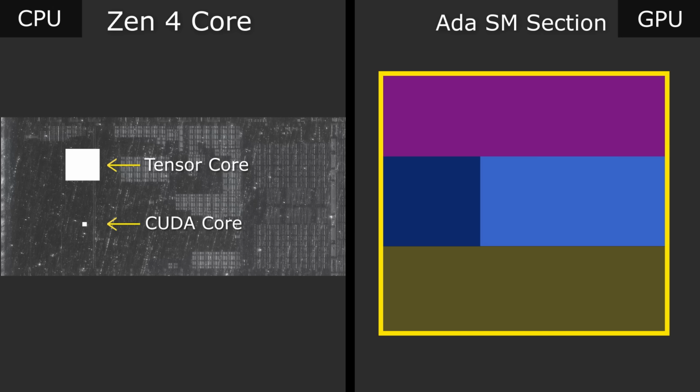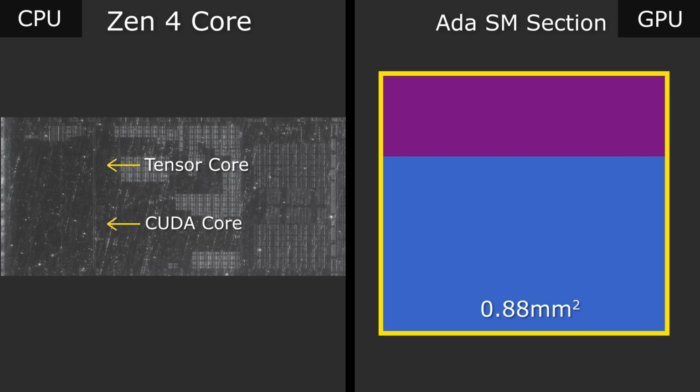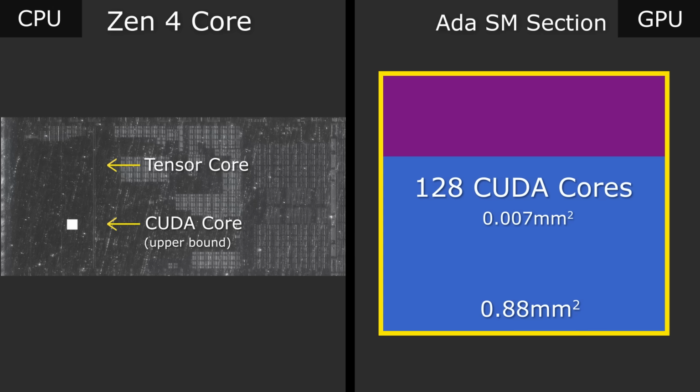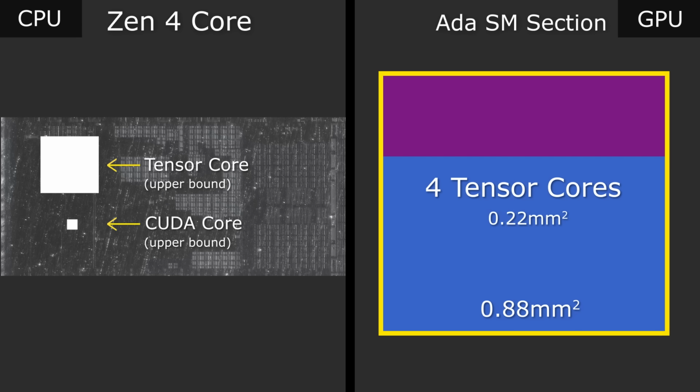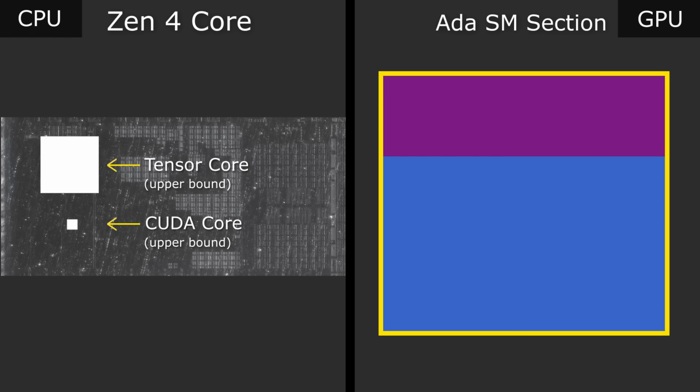We can, however, compute an upper bound, since the entire area that could contain cores is around 0.88 square millimeters. If it was entirely devoted to the 128 CUDA cores, which of course is impossible, but if it was, each CUDA core would be around 0.007 square millimeters. If, on the other hand, it was entirely devoted to the 4 Tensor cores, which of course is also impossible, each Tensor core would be around 0.22 square millimeters. Those are the upper bounds on CUDA and Tensor core sizes. We know they each have to be smaller than that, significantly smaller.